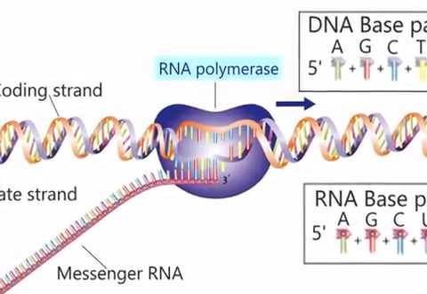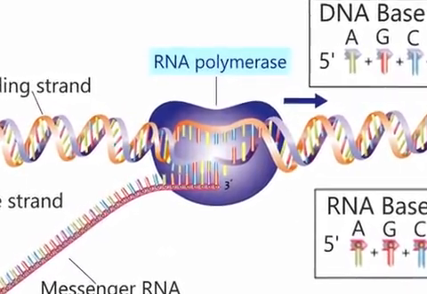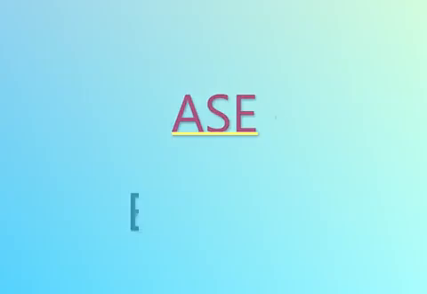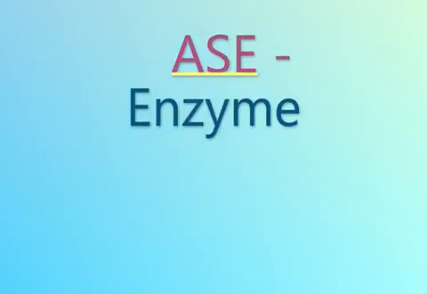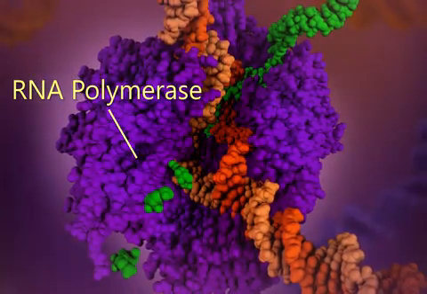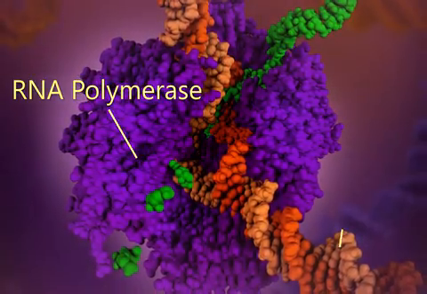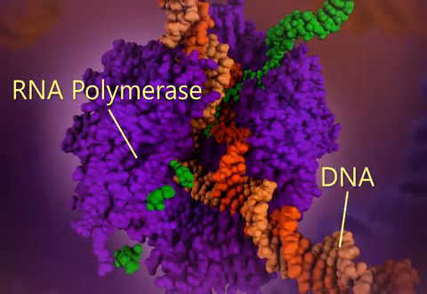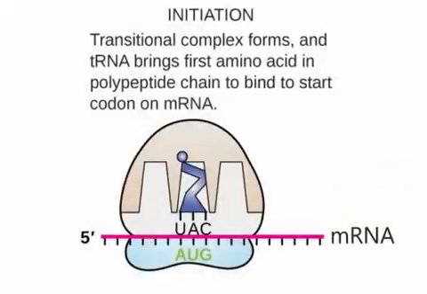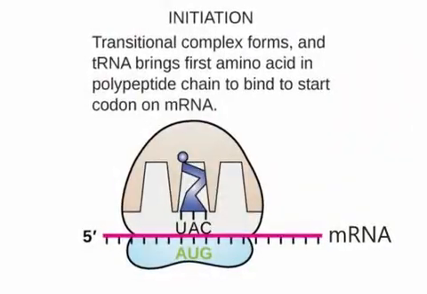RNA polymerase is an enzyme. We know that it is an enzyme because on the end of that word is ASE, and ASE is a suffix that means enzyme, just like the suffix OSE means sugar. So we have RNA polymerase, which is an enzyme. It's going to attach itself to the DNA molecule, and it's going to add on the nucleotides. Okay, the binding to the strand is part one of the transcription, and this is called initiation. It's where we start.